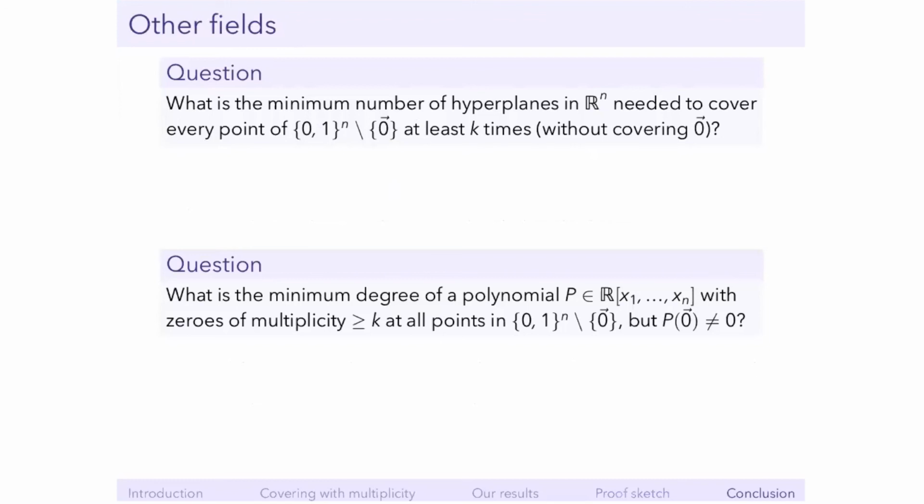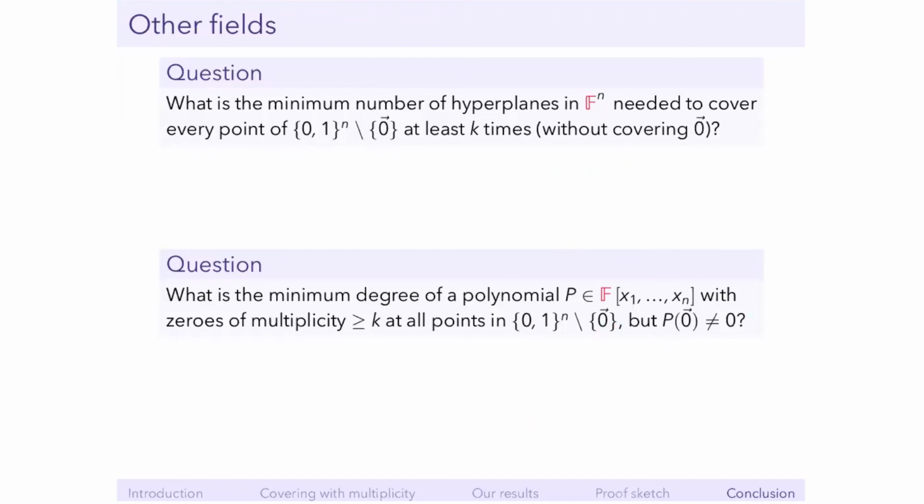So the first question concerns other fields. Again, here are the questions that I started with. There's this geometric question of the minimum number of hyperplanes needed to cover every point of the hypercube at least k times while not covering the origin. And there's the corresponding algebraic question of a polynomial that vanishes to multiplicity at least k while not vanishing at the origin. And both of these questions make sense over any field. So if I replace R by F here for any field, these questions make sense.